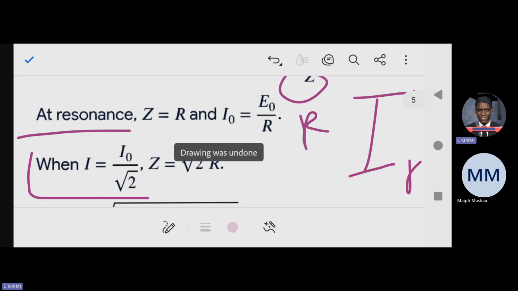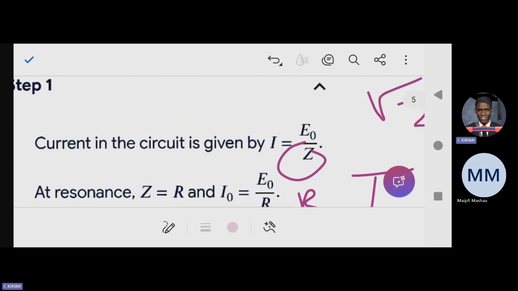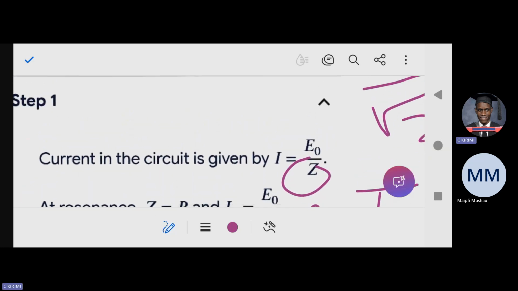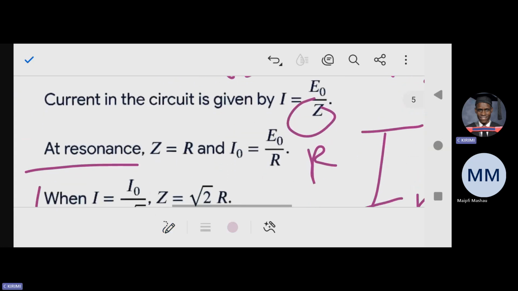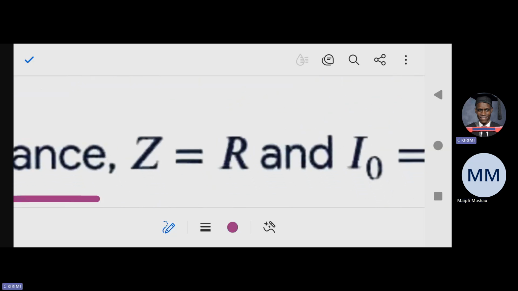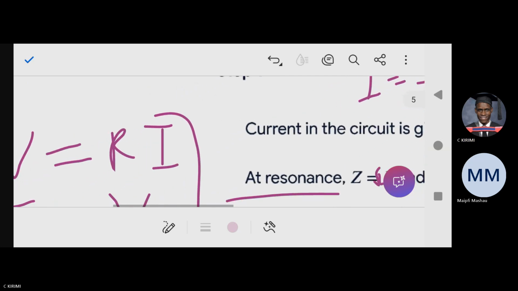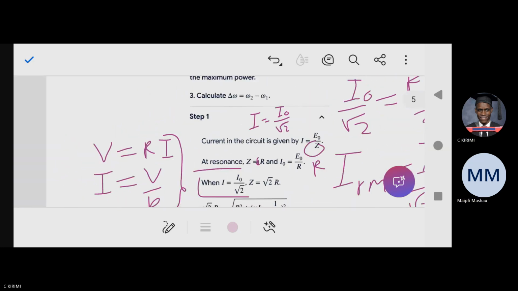Z is corresponding to I, because the formula that goes hand in hand with Z is I. But if we changed our I to a root mean, which means our I is equal to I naught over root of 2, if you are going to use this I, the Z here also changes, which means it's going to be root of 2R. What is the relationship between current and voltage?